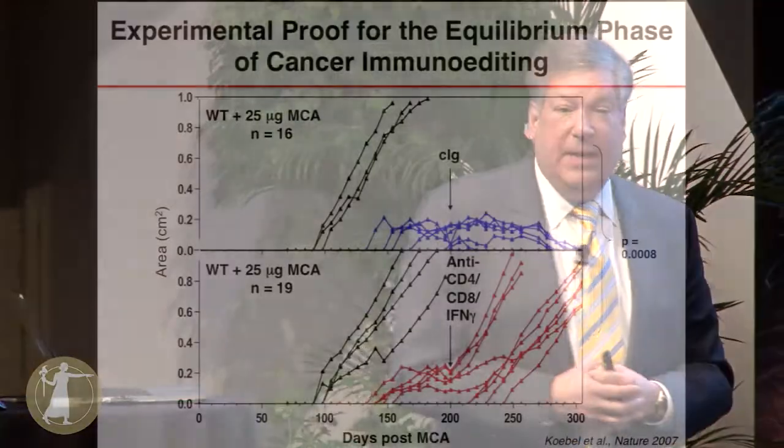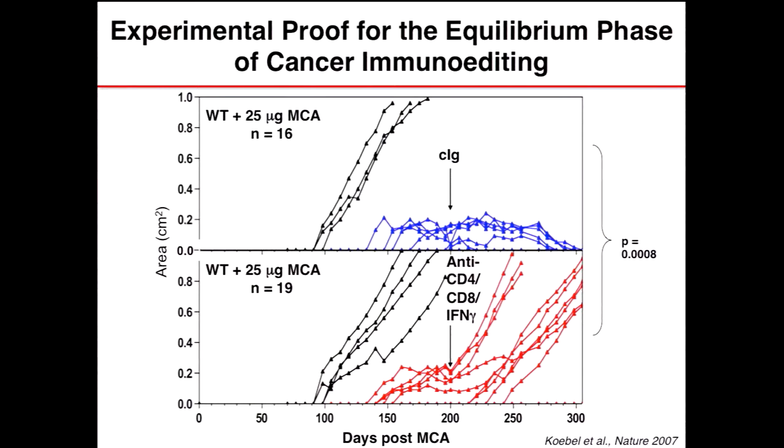You can see in the top panels, this is the control group. These are 16 mice that have been treated with low-dose methylcholanthrene. You see 3 out of the 16 mice develop cancers in the 200-day observation period. When you take the remaining 13 mice and treat them with a control antibody, leaving their immune system intact, no tumors emerge from these mice. But in the bottom panel, here's 19 of the same mice treated in the same way. 4 out of the 19 mice develop cancers in the 200-day period.